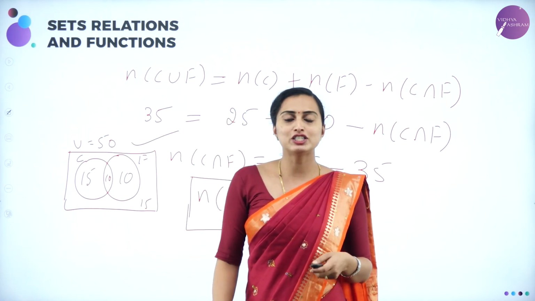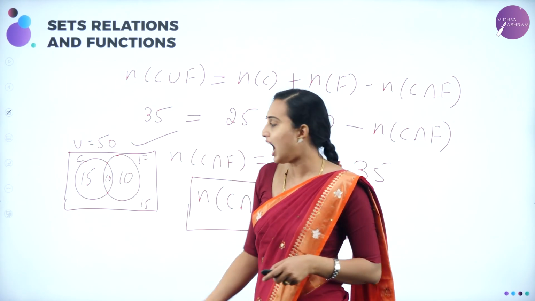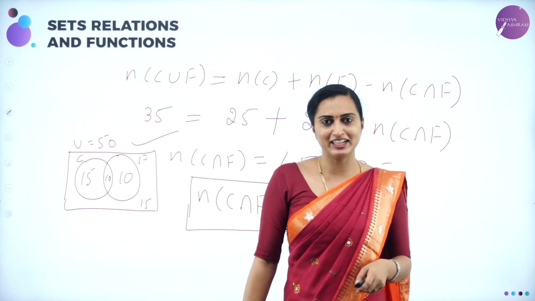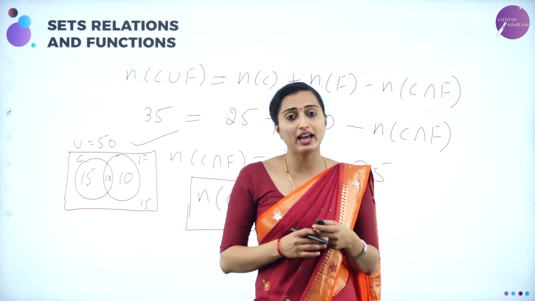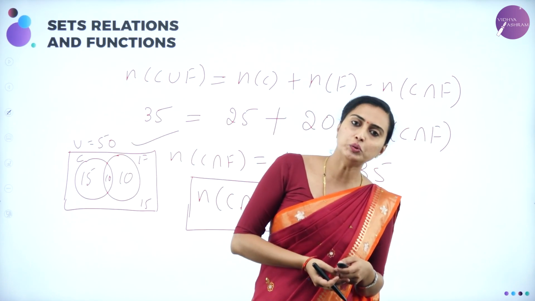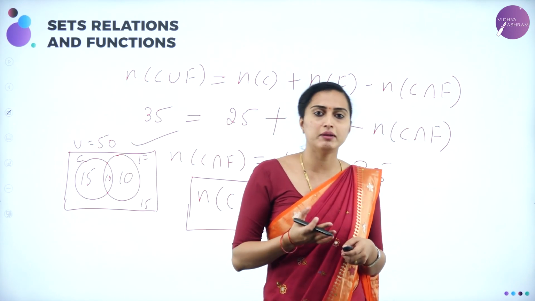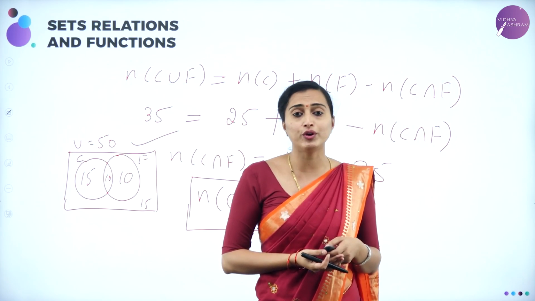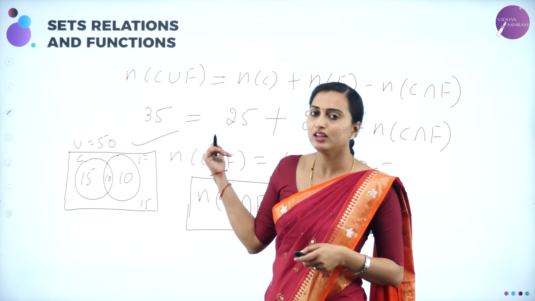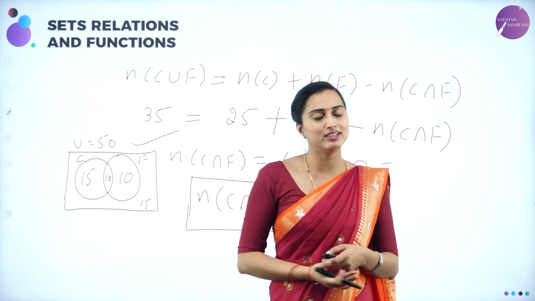You understood this session, I think: how to answer the question and how to write the Venn diagrams for union of two sets, intersection of two sets, A minus B and B minus A, and then how we move according to the formula, by having the Venn diagram and how to solve the problem.